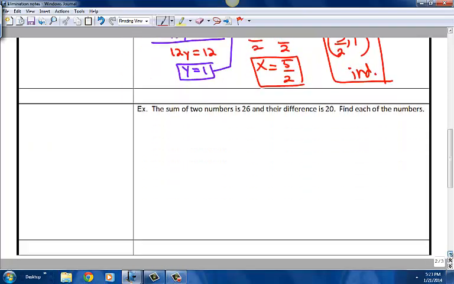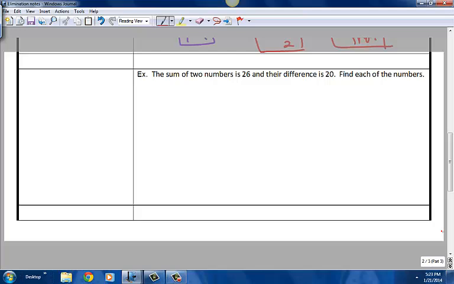This time we got a word problem. Please remember that when you get these kind of problems where you have to write your own equations, just write what you read, alrighty? Each sentence is 99% of the time its own separate equation. So in this case, it tells me the sum. That tells me I need a plus sign.